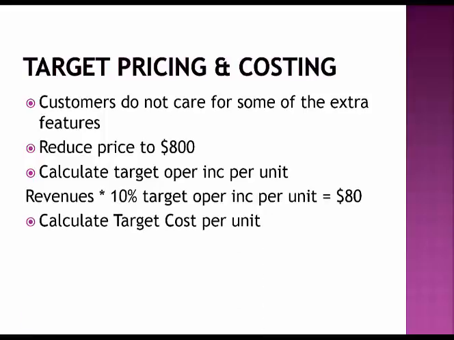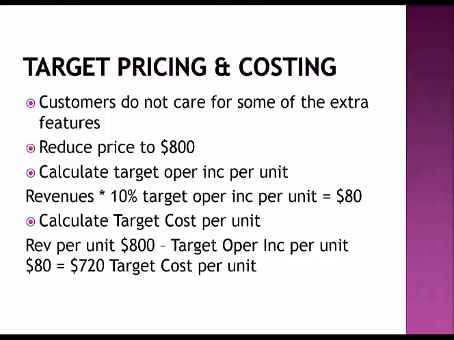So to calculate that target cost per unit, we're just going to take the revenues and subtract that target operating income per unit to give us a target cost per unit of $720. All cost included, $720 per unit. What have we just seen? $680 was the cost to manufacture, but $900 was the cost per unit, all inclusive. So we have a long ways to go. We've got $180 that we have got to shave off by some means.